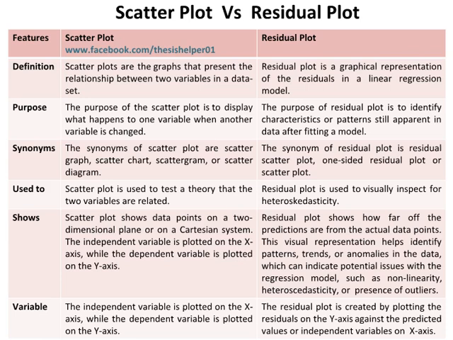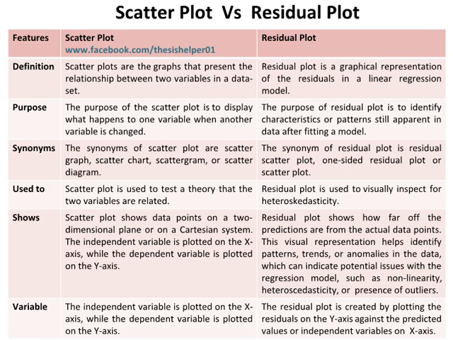The purpose of the scatter plot is to display what happens to one variable when another variable is changed, whereas the purpose of a residual plot is to identify characteristics or patterns still apparent in data after fitting a model. The synonyms of scatter plot are scatter graph, scatter chart, scattergram, or scatter diagram, whereas the synonyms of residual plot are residual scatter plot, one-sided residual plot, or scatter plot.